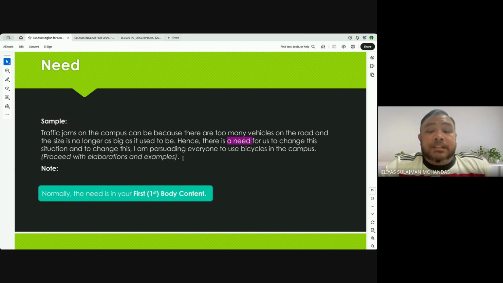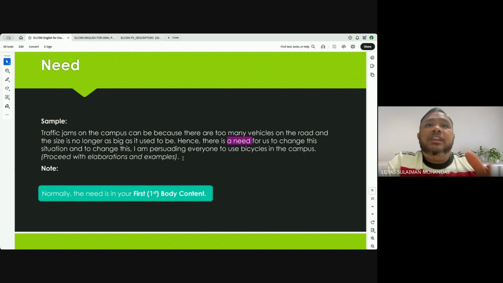Traffic jams on the campus can be because there are too many vehicles on the road and the size is no longer as big as it used to be. Hence, there is a need for us to change this situation. And to change this, I am persuading everyone to use bicycles in the campus. So in your second paragraph, you would like to persuade people to use bicycles in the campus because there are too many vehicles now.